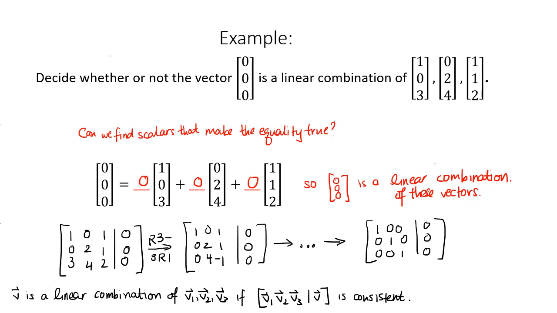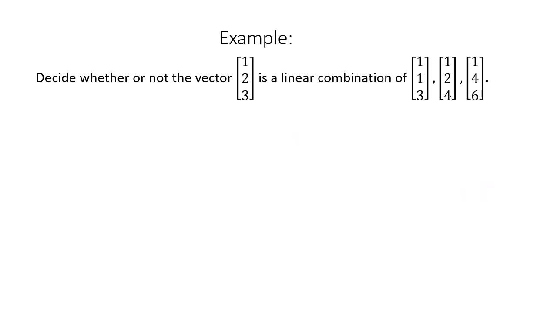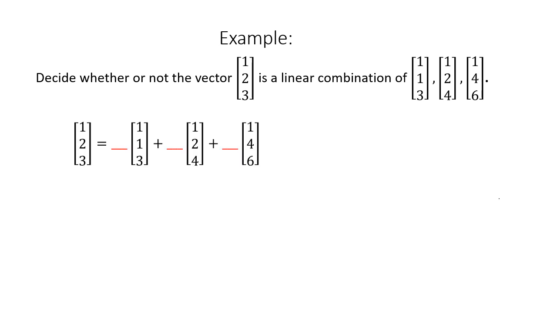Let's look at one last example. Let's look at another example. So we want to know whether or not the vector 1, 2, 3 is a linear combination of these 3 new vectors. Okay, so we're going to go again to the definition. We're looking to see if there are scalars a1, a2, and a3 that we can put in so that when we multiply in and add, we get 1, 2, 3.